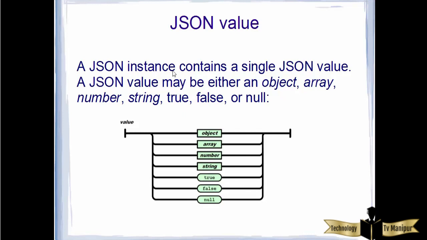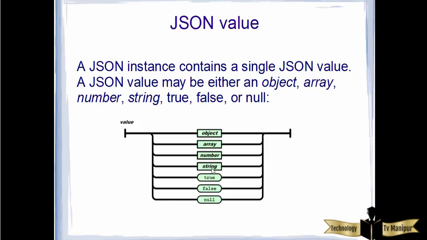And the JSON value can be an object. It can be an array. It can be a number. Number means it can be an integer or a decimal value. A string is a string. Other values are true and false for Boolean. And if you don't have any data, you can send null.